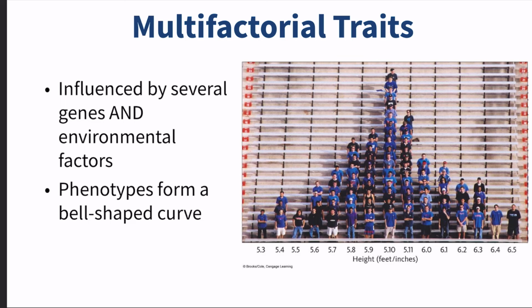So take a look at this picture right here, and I think it's a high school, and it just shows the frequency of heights, right? And so at the lowest and the highest heights, there's a smaller amount of people. And then as you get into the intermediate, there are more. So this means number of people, right? So the phenotypes of multifactorial traits usually form a bell-shaped curve.